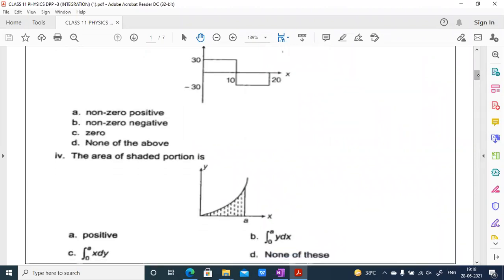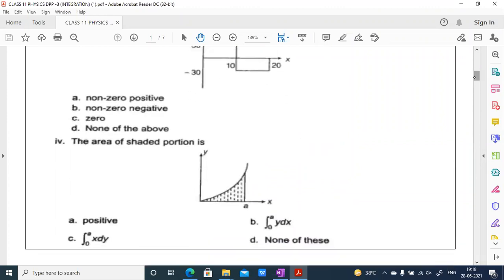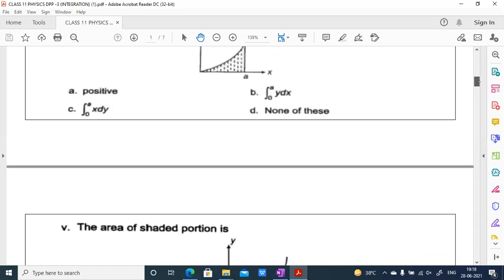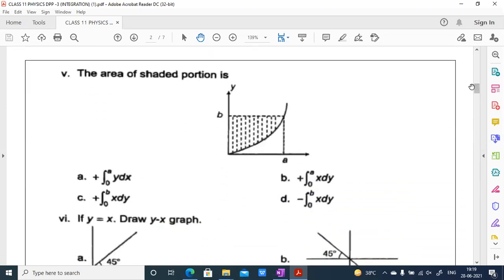In question number 4, the area of the shaded portion is the area with the x-axis, so it will be the integration of y with respect to dx. The answer is B, right? In the fifth, the answer is C. It will be C because it is above the x-axis, so it will be positive, and it is from 0 to b, integration of x times dy.